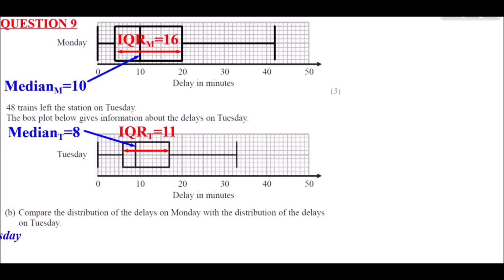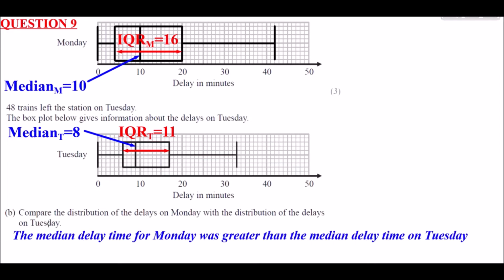So first of all, comparing the medians, we can say that the median delay time for Monday was greater than the median delay time on Tuesday. That's because 10 minutes is greater than 8 minutes. So on average, if you like, trains were delayed a bit longer on Mondays than Tuesdays.